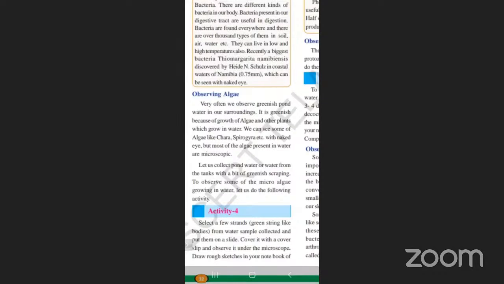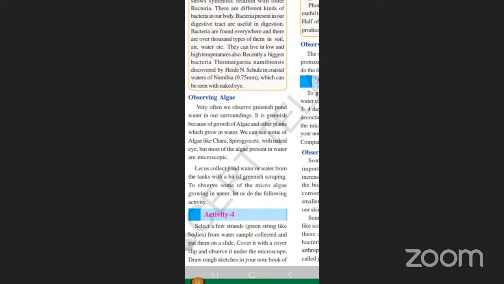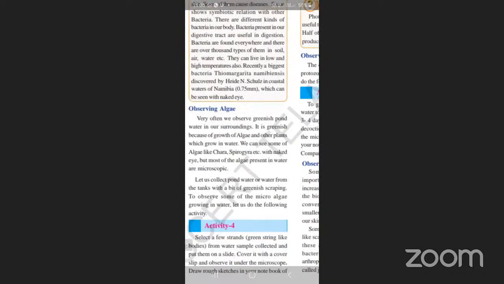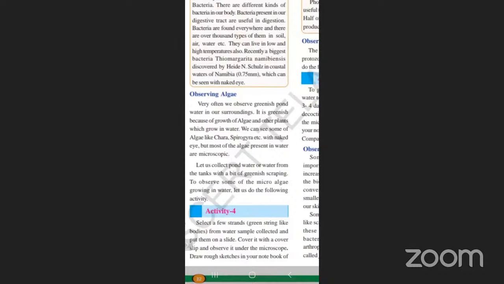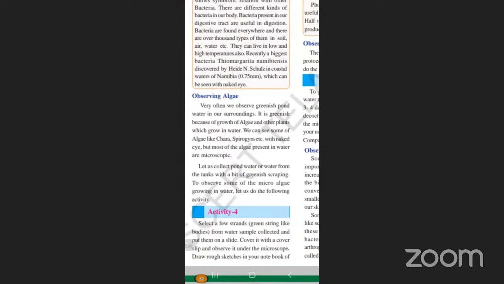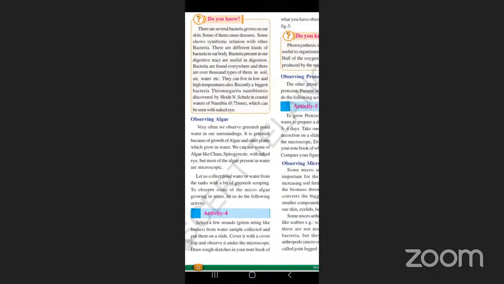Let us collect pond water, or water from the tanks with a bit of greenish scraping. To observe some of the micro algae growing in water, let us do the following activity.